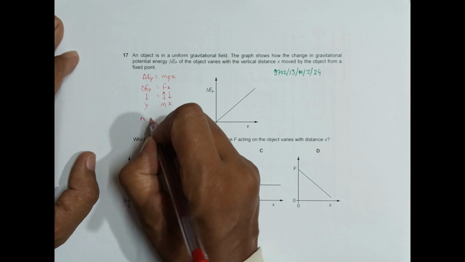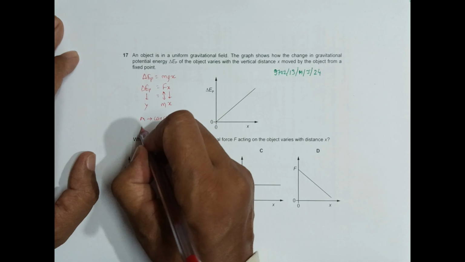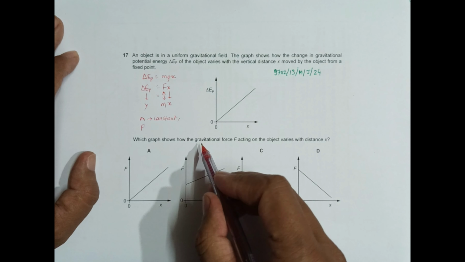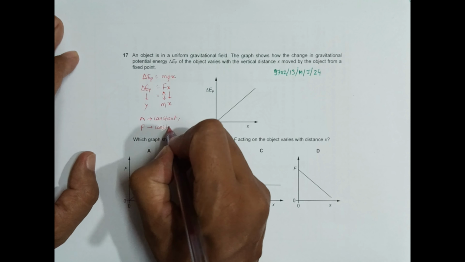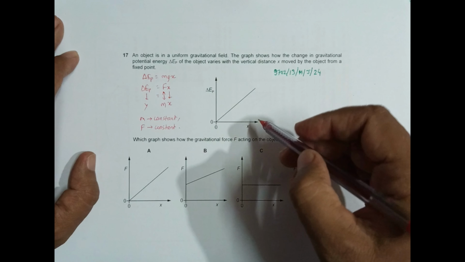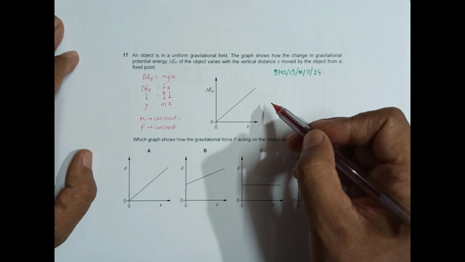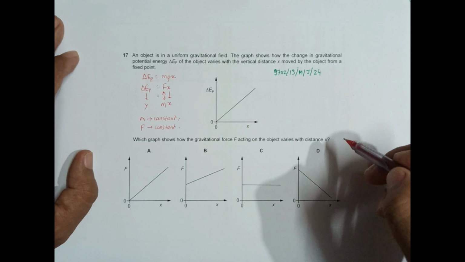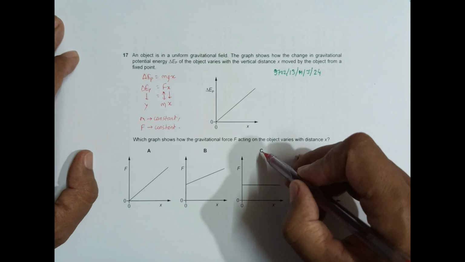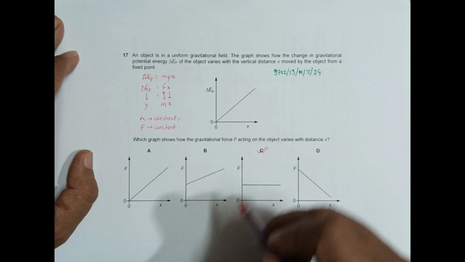So m is constant, which means that this force of gravity, or the gravitational force, should also be constant. So the whole theme of this graph is that the gravitational force will be constant. Now, if we go through the graphs, the only graph which shows the force constant is graph number C, choice number C. So this should be the correct choice.